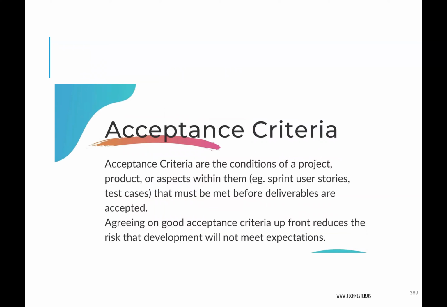Acceptance criteria are the conditions of a project, product, or aspects within them. Right? So your increment would have plenty of user stories. So each of those user stories has conditions that must be met before a deliverable is accepted. So the product owner is supposed to state the acceptance criteria for each user story before the work starts, so developers can know what they are targeting.